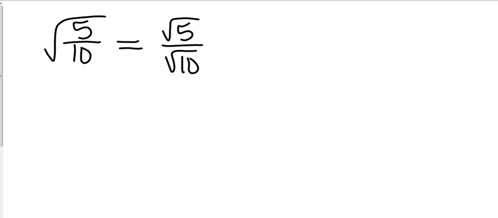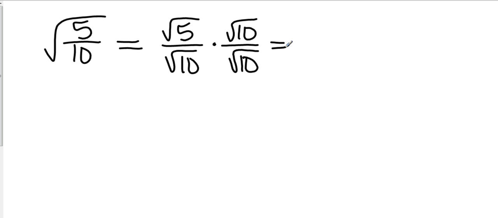Now, some of you say, well, yesterday it was a negative. Yesterday we had two terms. Today we just have a single term. So if we just have a single term, you multiply top and bottom by whatever's on the bottom. Okay, so I'm going to multiply top and bottom times square root of 10, and you'll see why in just a second. Now, what is the square root of 10 over the square root of 10? 1. So again, we're multiplying a fraction by 1. We're making it look different, but we're not actually changing its value. What's the square root of 5 times the square root of 10?